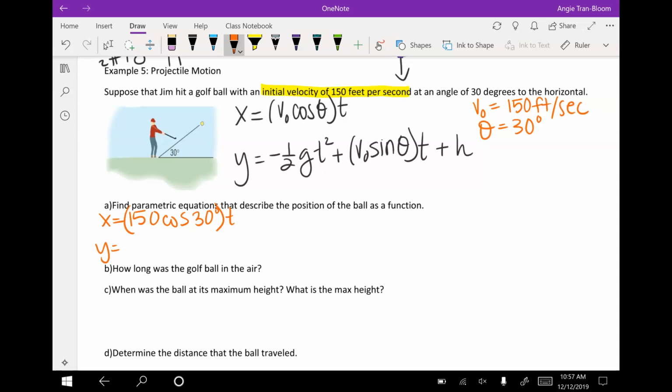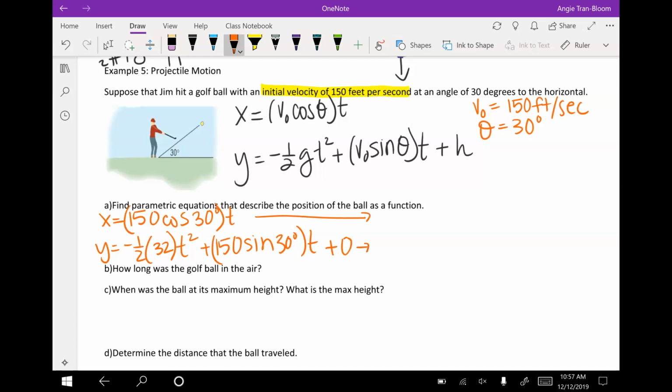Y equals negative 1 over 2 g. What is that, 32 or 9.8? Which one is this? 32, because it's in feet per second. That means gravity is going to be 32 feet per second squared. So we would use 32, times t squared. V naught is again 150, sine of 30 degrees, and then your t is your variable. Height in this particular case is 0, so we won't include it. If you need to, you can write 0 so you know why it's 0 later.